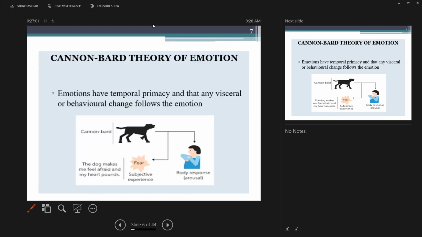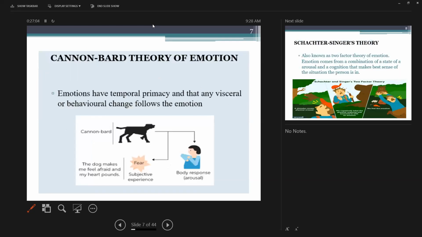So another theory came up, which was the Cannon-Bard theory. Now, in this theory, when we see a growling dog, first of all there is emotion, that is fear, rather than physiological arousal, which was in the James-Lange theory. So that is the difference.